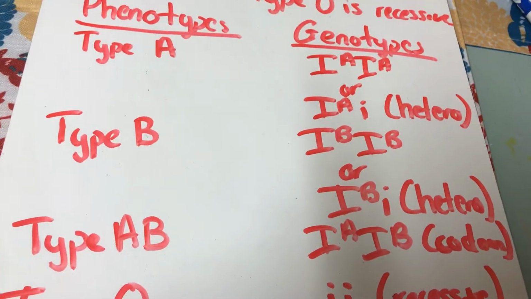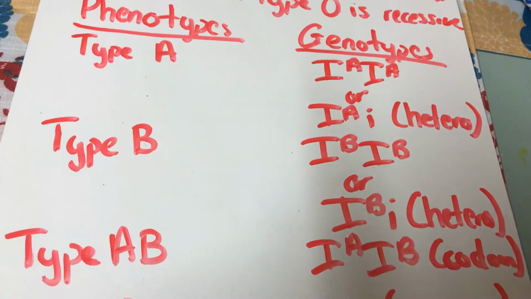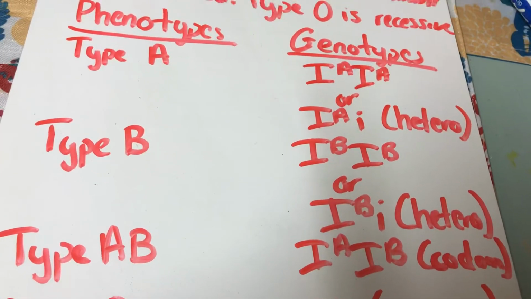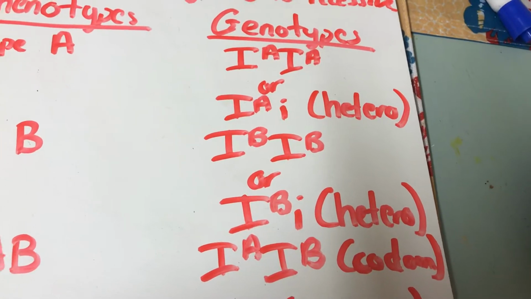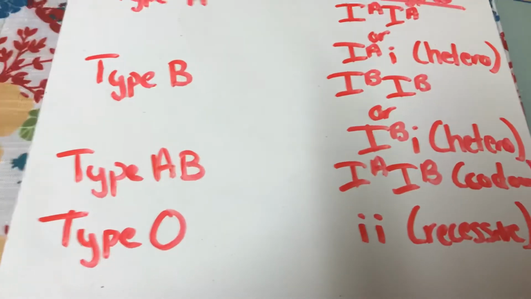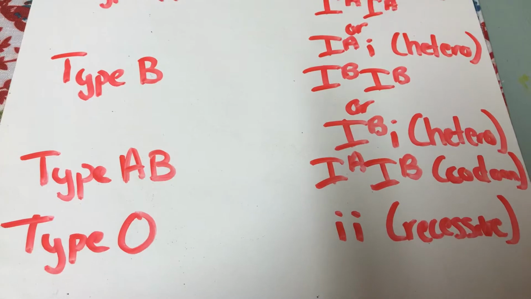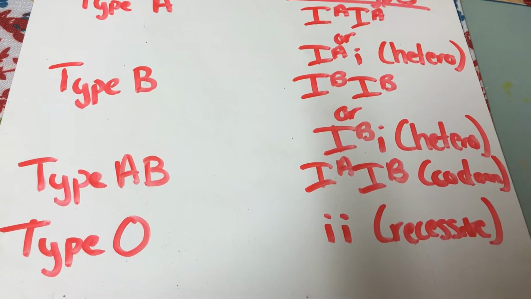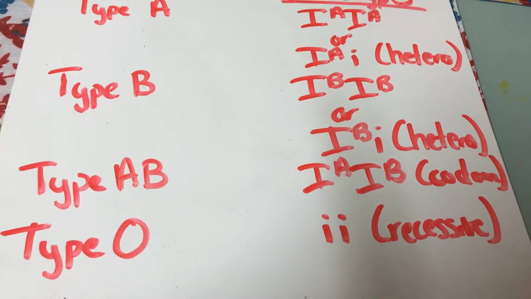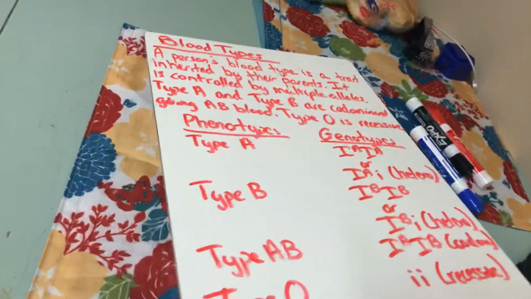Then we have type AB blood. There's only one option for that. If you have AB blood, you are IA and IB. That's our codominant version. And then finally we have type O blood, which is the recessive version. So the only way you could have type O blood is if you're two lowercase i's. Okay, I'm going to flip this whiteboard over and do some example problems.